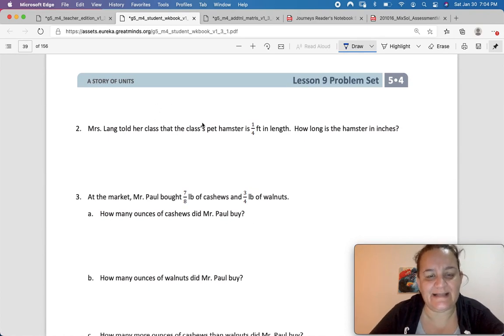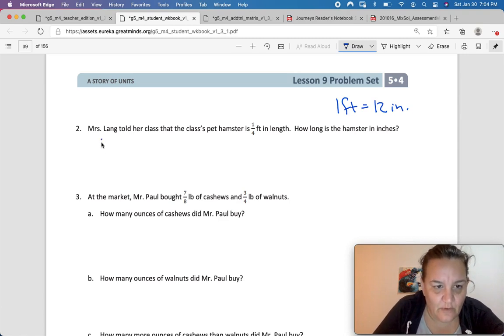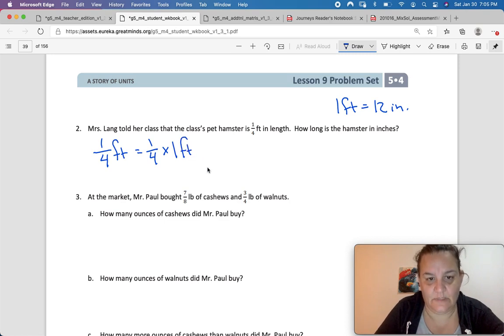Mrs. Lang told her class that the class's pet hamster is 1/4 of a foot in length. How long is the hamster in inches? Okay, so you know that 1 foot equals 12 inches. I'm going to use an equation. 1/4 of a foot equals 1/4 times 1 foot, right? And now I'm going to convert that into inches. So 1/4 times 12 inches. Okay?